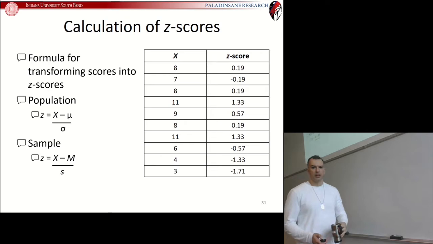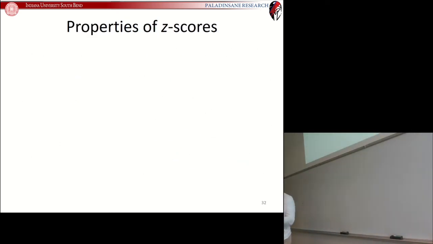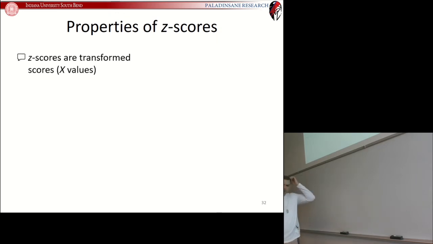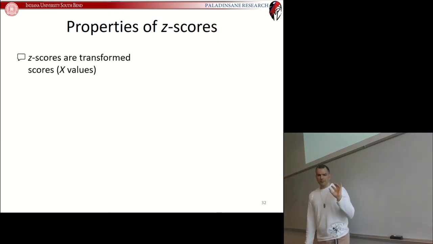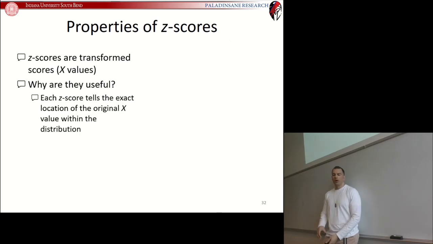All righty. So we already alluded to a few of these, but let's take a look at some of the properties of z-scores that make them so valuable. One of the first ones is that they are transformed scores. So why does transforming a score make it so much more useful to us? Well, the biggest thing about z-scores is that each z-score tells you exactly where you are in that z-score distribution.